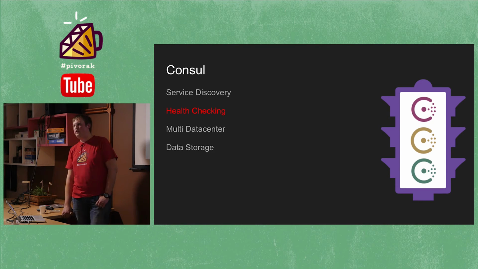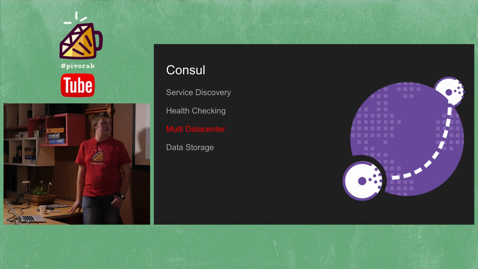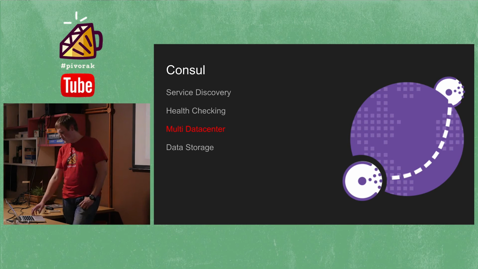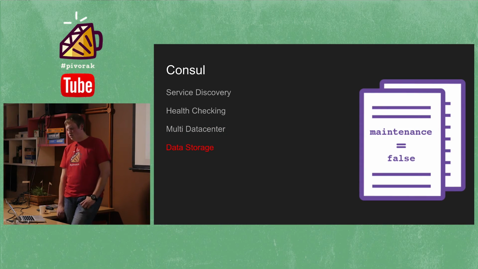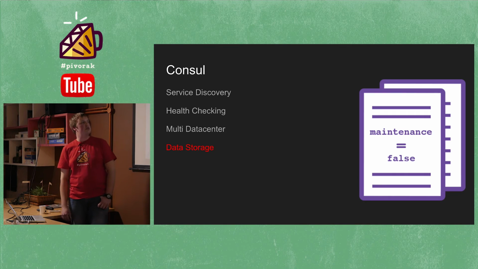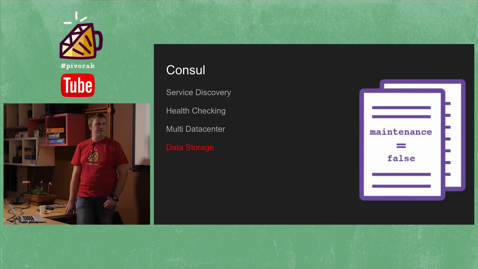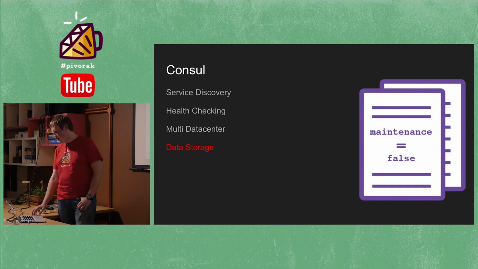Consul has built-in support for multiple data center deploys, so you don't need to design some level of abstraction to scale your application to multiple regions. And the last one, Consul includes built-in key value storage, which can be used to store dynamic configuration, some feature flags, and so on and so forth. You can use it for anything you need, and it is accessible via a simple HTTP API.